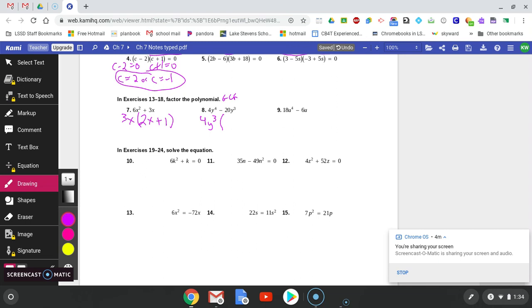Okay. So 4 divided by 4 is 1, y to the fourth divided by y to the third is y. Remember our rules of exponents? We talked about how if they have the same base and you're dividing, you keep the base and you subtract the exponents. So we're still using those rules.